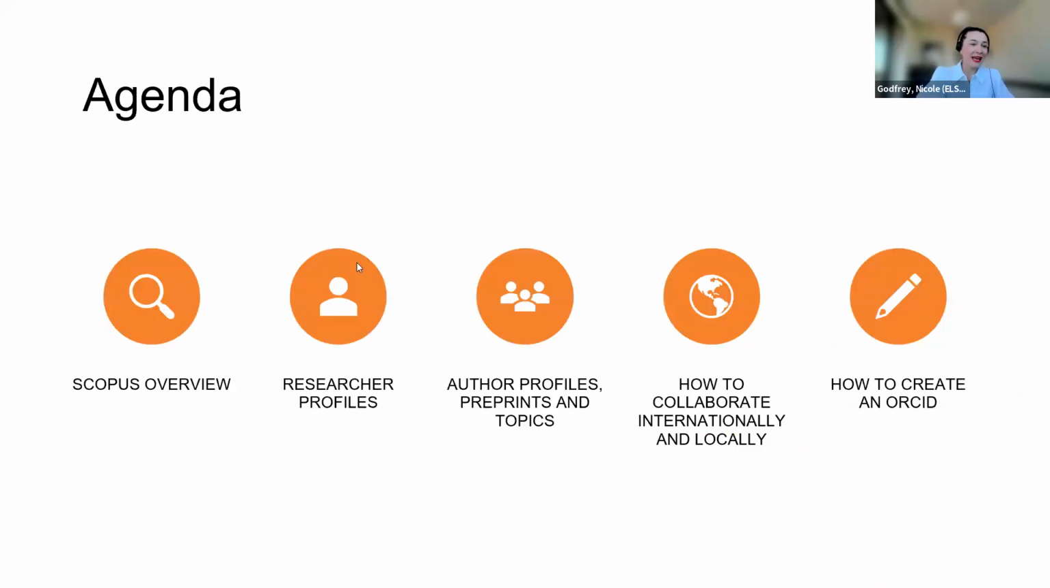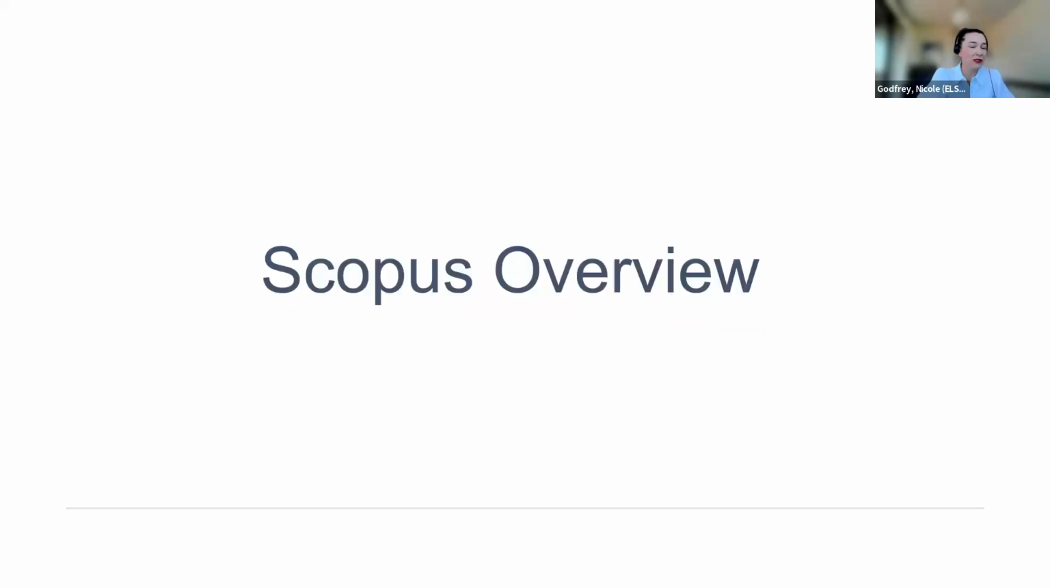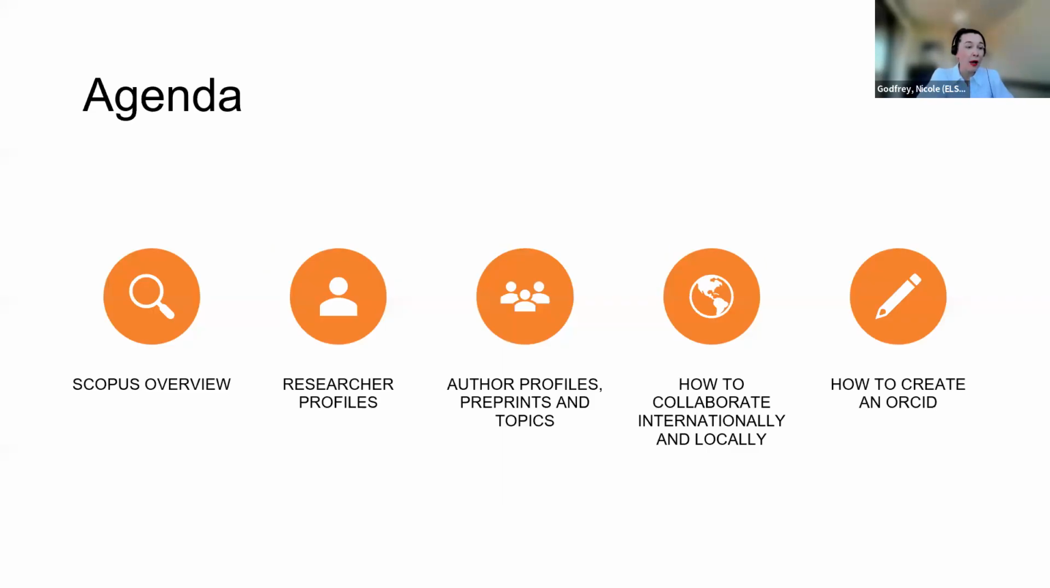Today we'll be covering a Scopus overview, researcher profiles, author profiles, preprints and topics, how to collaborate internationally and locally, and how to create an ORCID ID. This is all to do with your profiles. But prior to that, I just wanted to do a quick recap on Scopus.